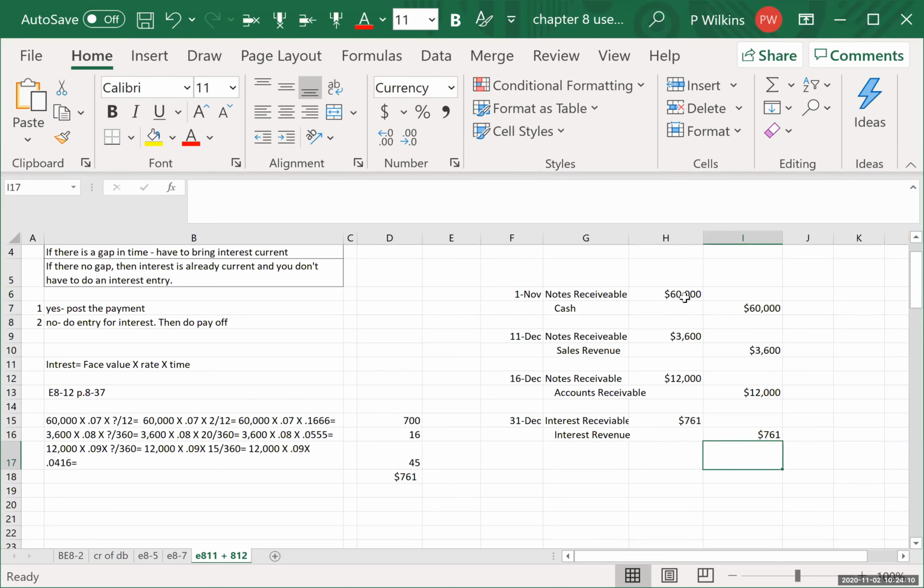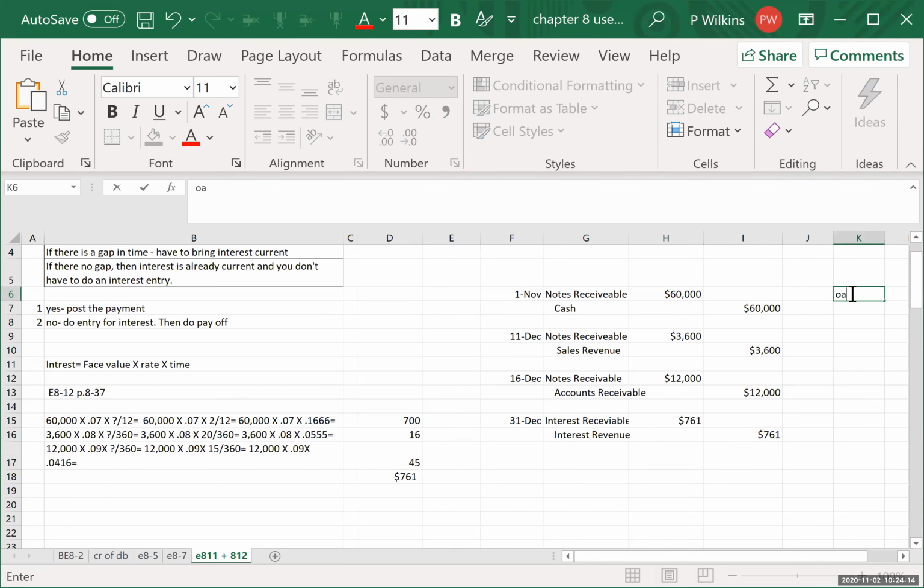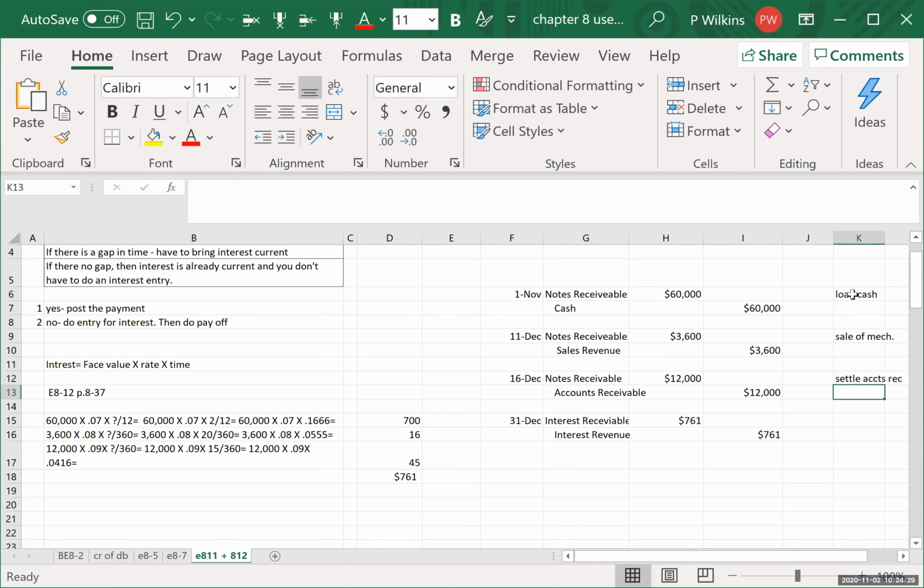So that's the posting of the first one, which is a loan of cash. We will see that again. The next one is a sale of merchandise. You'll see that again. The next one is to settle an accounts receivable. You'll see that again. And the next one is accrue interest, and you'll see that again. Okay, all right, so I'm going to stop the recording there.